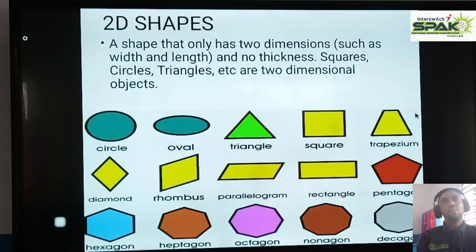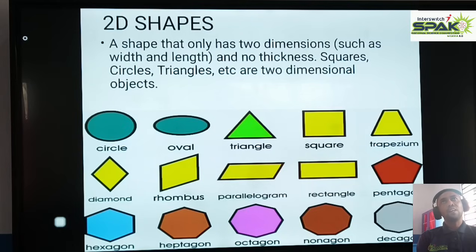Alright? Mensuration is divided into two basic shapes. One, we have the 2D shapes, otherwise known as two-dimensional shapes. We also have the 3D shapes, known as three-dimensional shapes. But to start with, we'll be looking at the two-dimensional shapes, that is the 2D shapes.